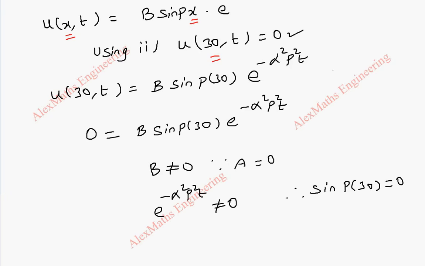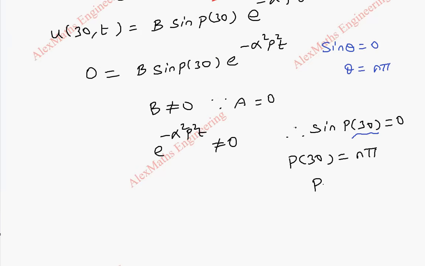We have a basic formula. Whenever sin theta is 0, theta will be n pi. Here this is like theta. So theta, that is p into 30, equal to n pi. From this we got p, which is n pi by 30.